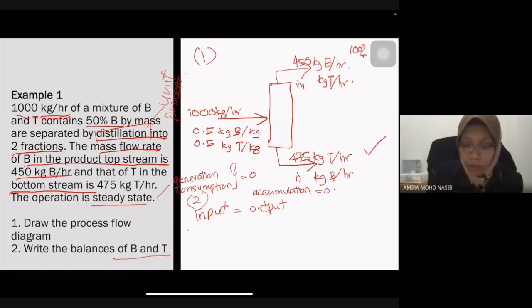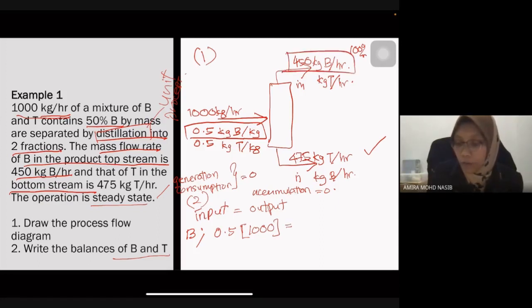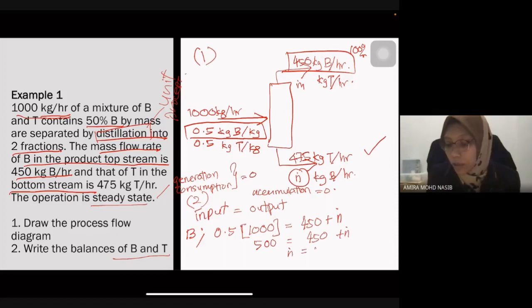First we have the mass balance for B, which is 0.5 times 1000 for the input. The output will be 450 on top plus N on the bottom. So we have 500 equal to 450 plus N, so N equals 50 kilogram of B per hour.